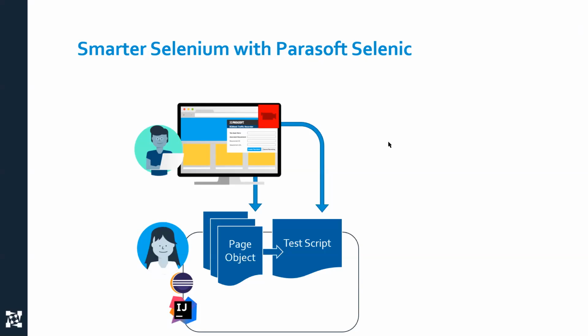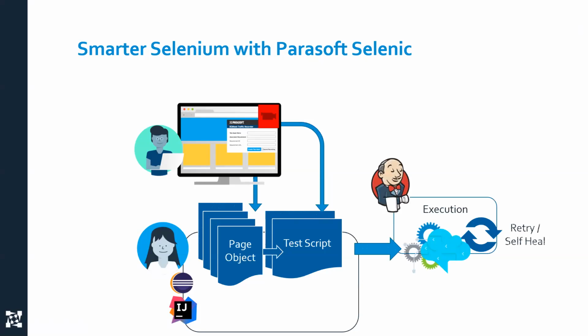I can then create multiple sequences, so I can record again and expand out my page object model, reusing elements, updating elements, adding new test scripts, and then these can be integrated directly into my CI/CD process. When they're integrated into the CI/CD process, this is where Parasoft Selenic kicks in again.